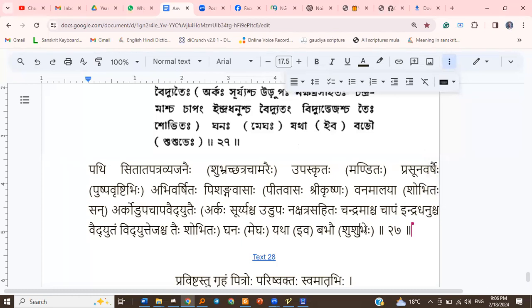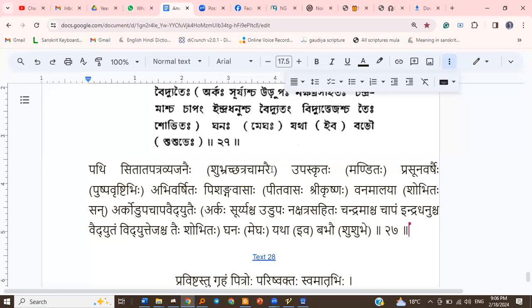I think there is no need for visarga here. Shushubhe. So it's mentioning the Lord's beauty. When the Lord in Dwarka was moving on the street, Pathi, on the road, he was accompanied, Manditaha, by a white umbrella, Shubhra chhatra.